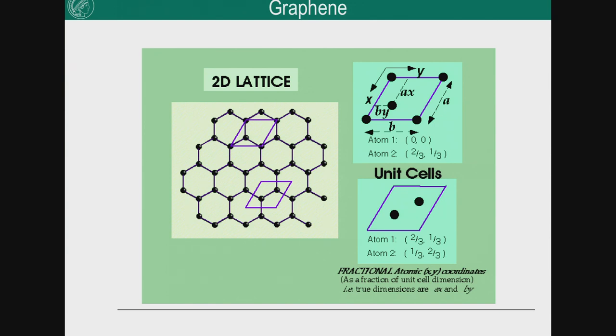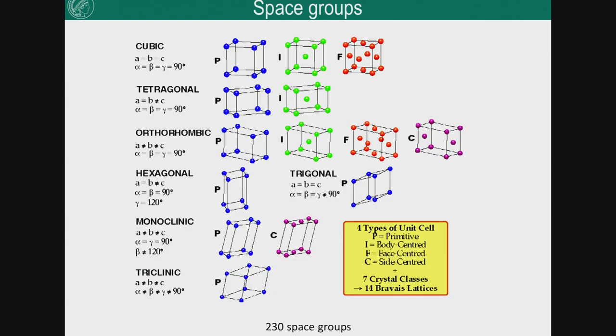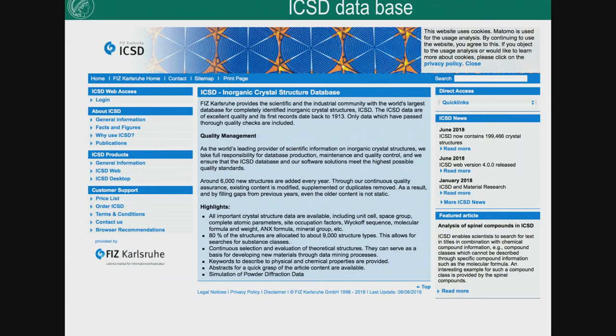But it doesn't matter if you shift the origin, the result is exactly the same. Then you can do this for all the possibilities. You end up with 7 crystal classes and 14 Bravais lattices, as we call them. And then if we even put atoms here, we end up with 230 space groups, which for all the compounds you find in this database, the ICSD database.